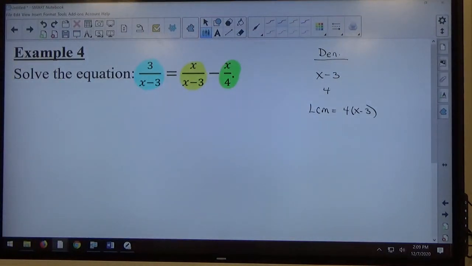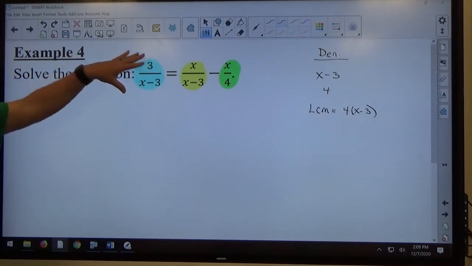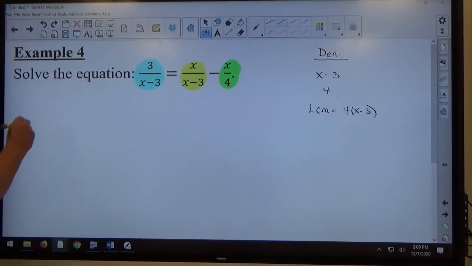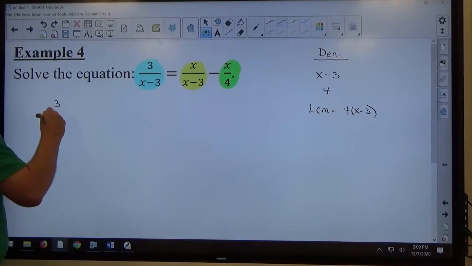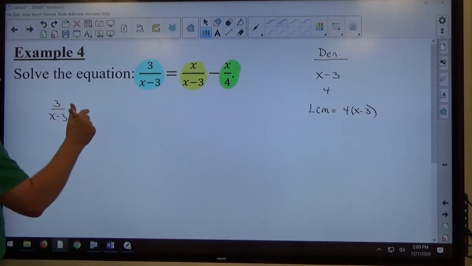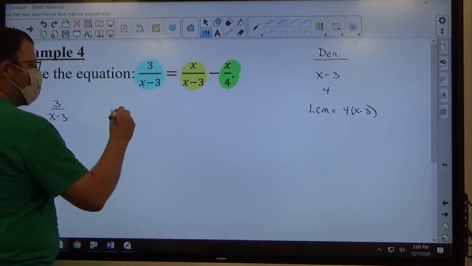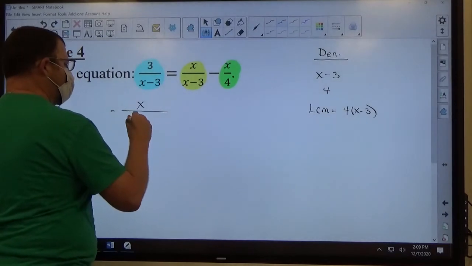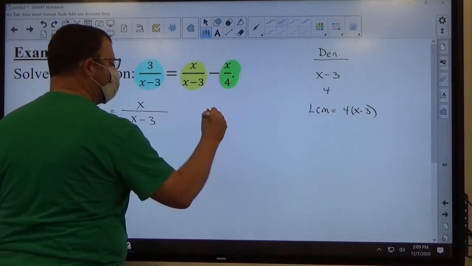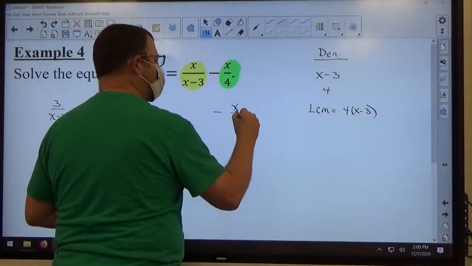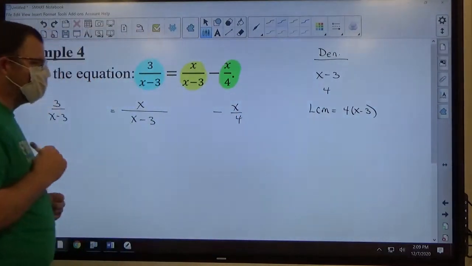And what I'm going to do with that information is rewrite the problem. Basically this is the problem in the book. As I copy it on my paper, I'm going to write 3 over x minus 3. I'm going to leave a gap, put an equal sign. Then I can put my next fraction, x over x minus 3, leave a gap, put a minus sign. And then put my last fraction, x over 4, and then I've got some space behind it.